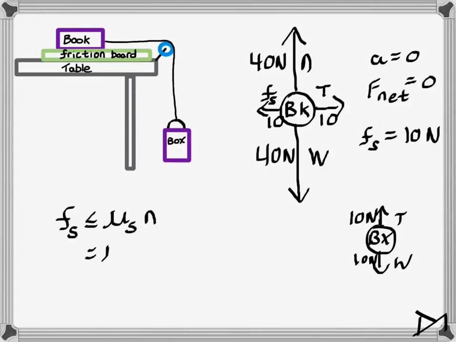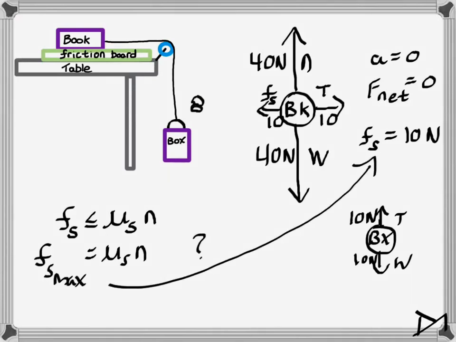Now, the friction force is less than or equal to mu, the coefficient, times N. It's only equal at the maximum. So we can figure out what this maximum is by putting some rocks in the box. I put the rocks in the box, and now the box is weighing 20 newtons.